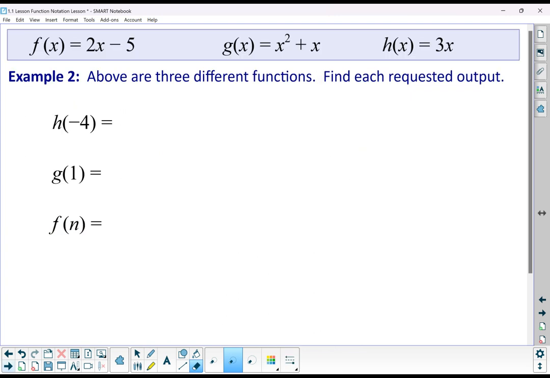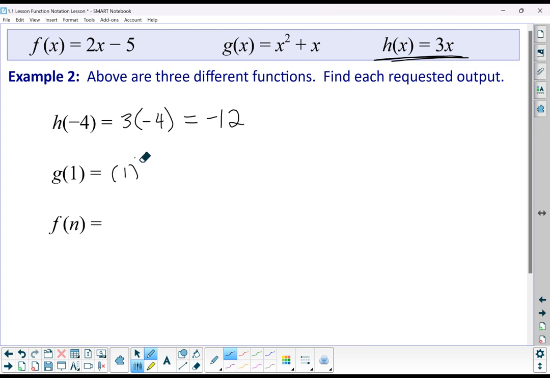So we're going to find some outputs. Our first problem is h of -4. So we need to use function h. We know that's the equation we're using, and function h is 3 times the input. So this will be 3 times -4, so h of -4 is -12. Our next problem is using function g. We're going to use that middle function. For function g, it's the input squared plus the input. So 1 squared plus 1, that is 2.